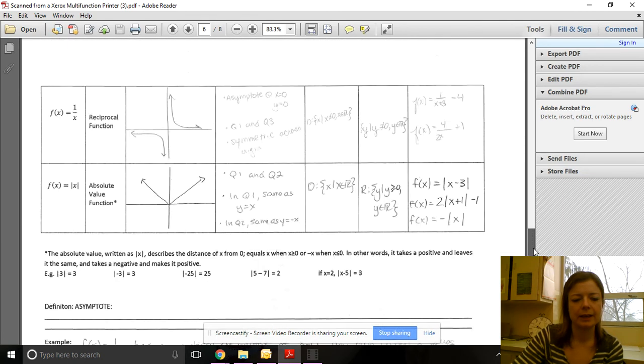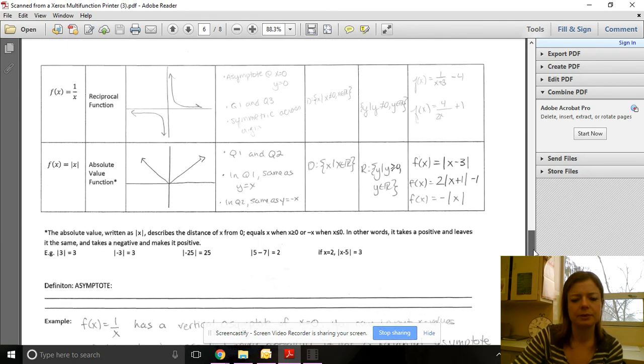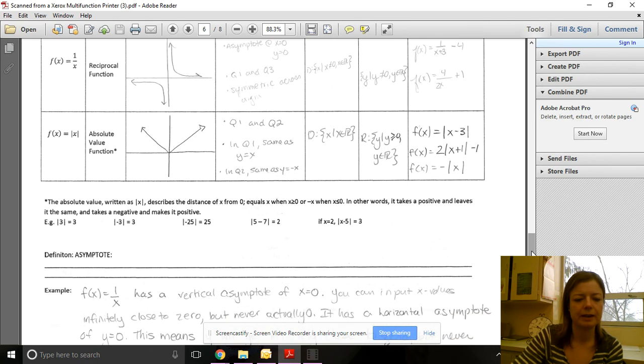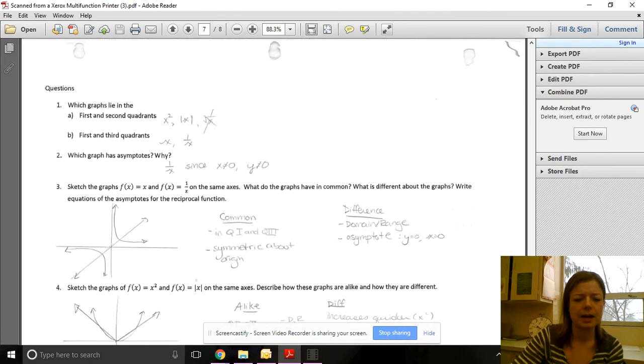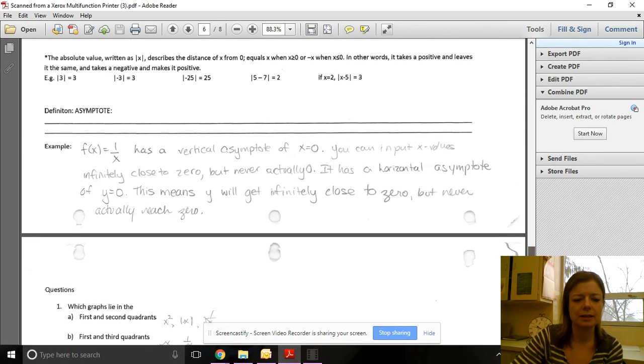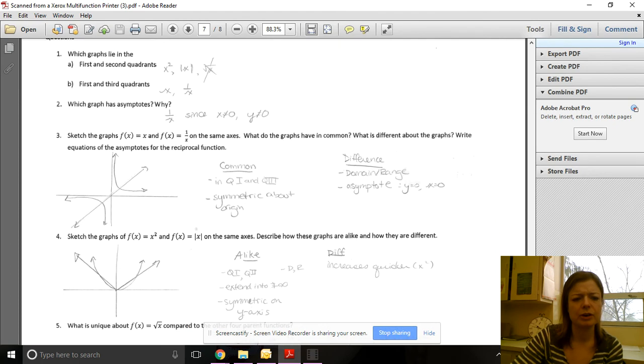And then here's reciprocal. So again, you can pause if need be, and you can see the different family members here. Here I just explained what an absolute value is and what an asymptote is. Then these questions that we get to, which graphs lie. Before you look at this, you should try this on your own though. Try to do this on your own.